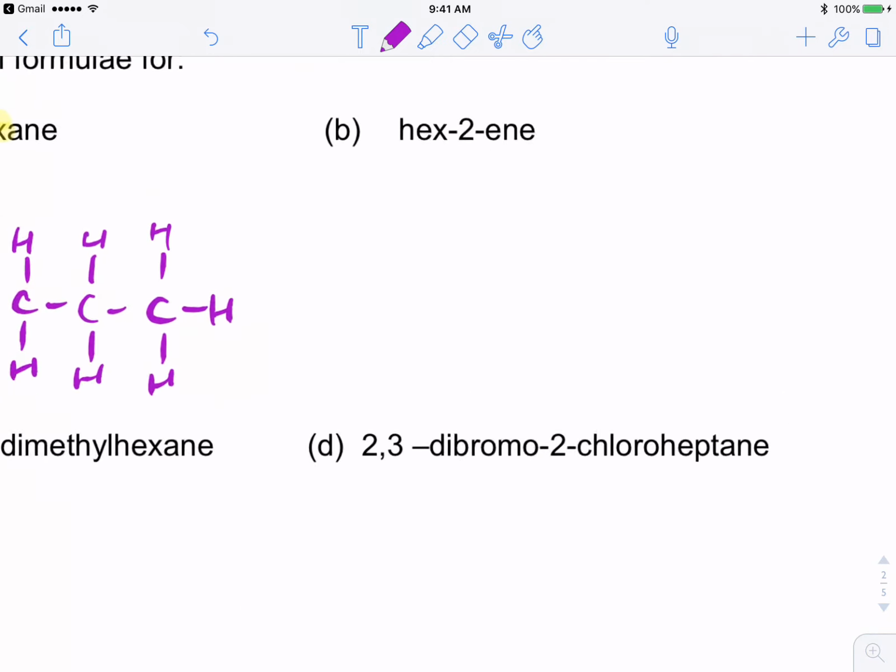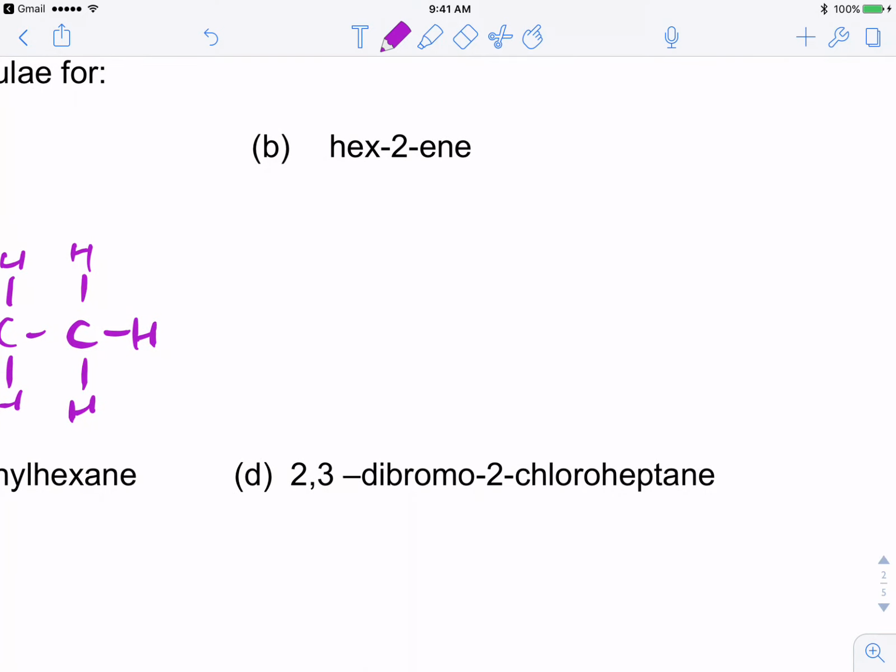Next, hex-2-ene. Let me just zoom in. Hex-2-ene, hex means there are 6 carbon. So draw 6 C first: 1, 2, 3, 4, 5, 6. Hex-2-ene means it's a double bond at the second to third carbon. Then just draw single bonds for the rest and add in your hydrogens.